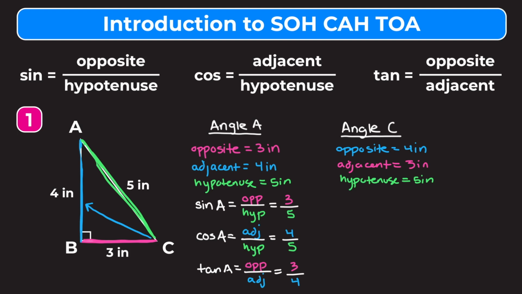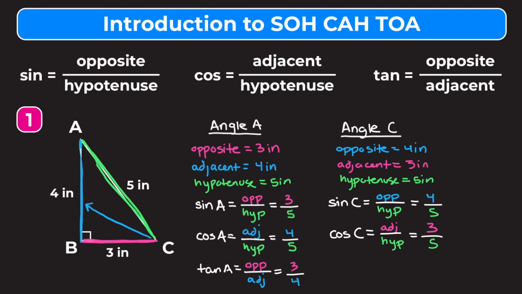And now we're going to do the same thing. We're going to find the sine, cosine, and tangent of angle C. The sine of angle C is equal to the opposite side, which this time is our blue side, over our hypotenuse. In this case, the opposite side from angle C is 4 inches, and the hypotenuse is 5 inches. The cosine of angle C is equal to the adjacent side over the hypotenuse. We know that our adjacent side is 3 inches in this case, so we're going to put 3, and our hypotenuse is still 5, so we're going to put over 5.